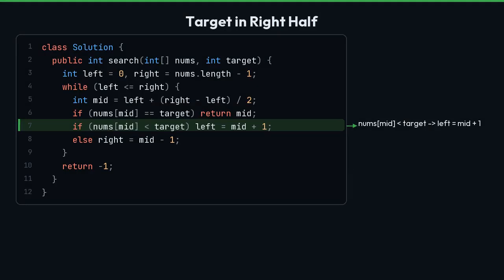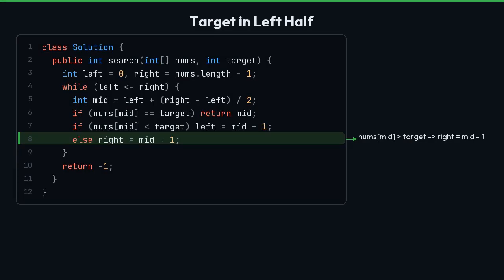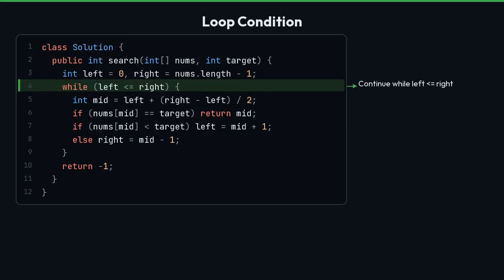If the middle value is less than the target, the target must be in the right half. We update left to be 1 greater than the middle index to exclude the current middle and everything to its left. Conversely, if the middle value is greater than the target, the target must be in the left half. We update right to be 1 less than the middle index to exclude the current middle and everything to its right. The loop continues while left is less than or equal to right. This condition ensures we have at least 1 element remaining to check before terminating the search process.